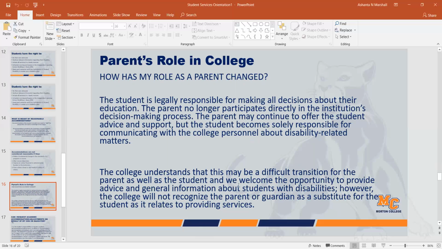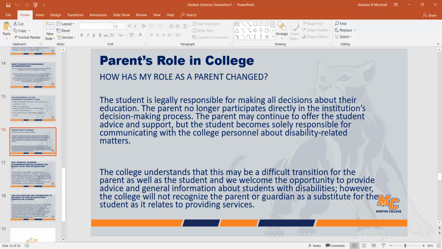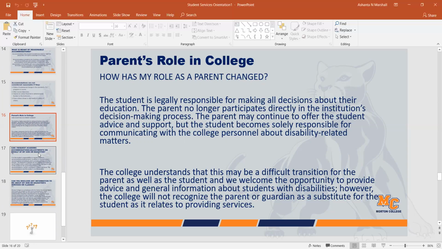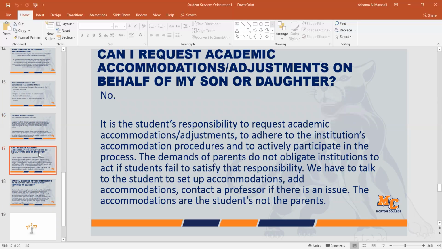The college understands that this may be a difficult transition for the parent as well as the student, and we welcome the opportunity to provide advice and general information about students with disability. However, the college will not recognize the parent or guardian as a substitute for the student as it relates to providing services. So anytime you're in the intake with me, I am going to be speaking more so with the student. Of course, I welcome the parent's input, but we are going to be letting the student take the driver's seat with that.